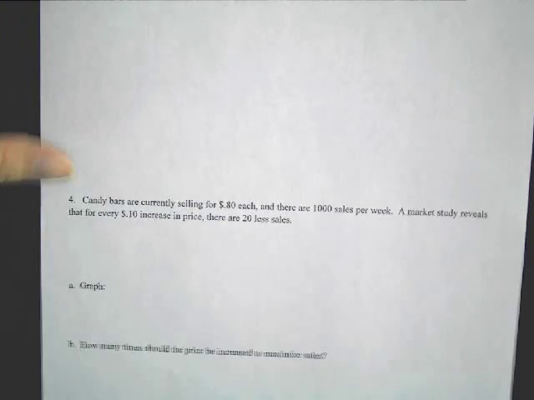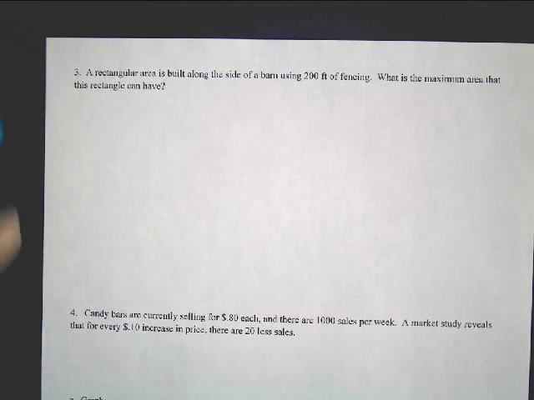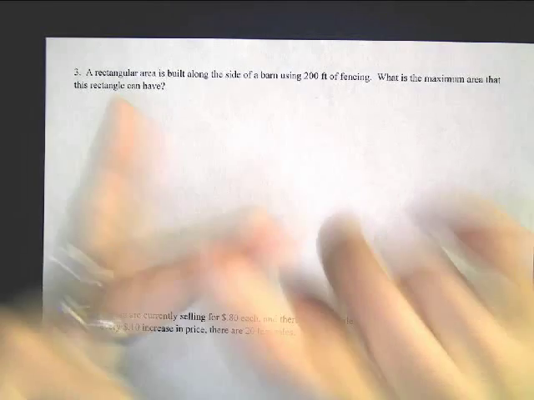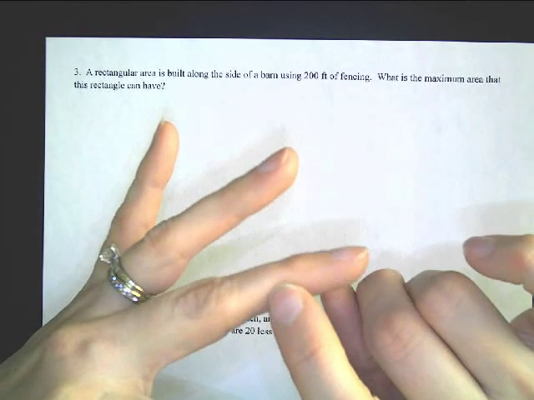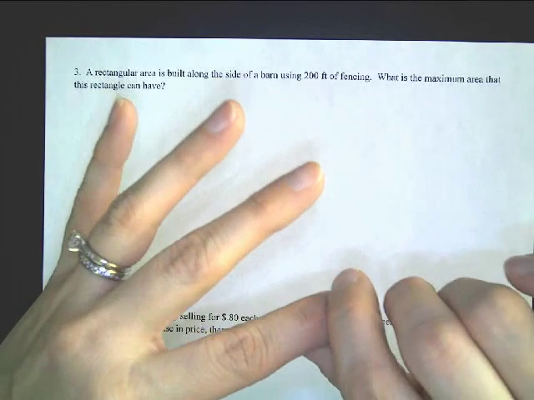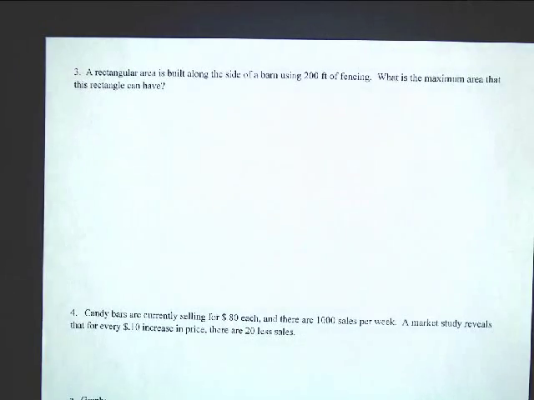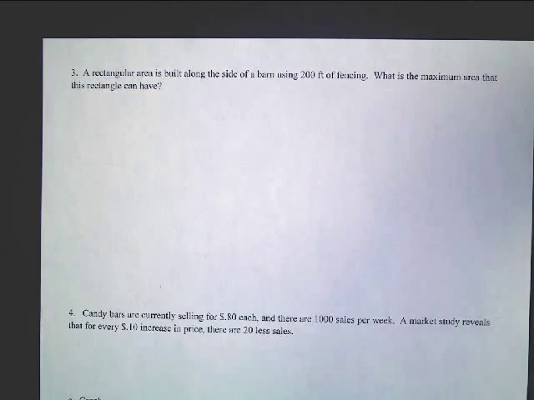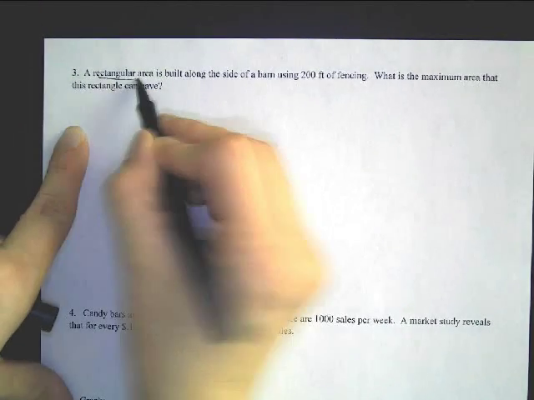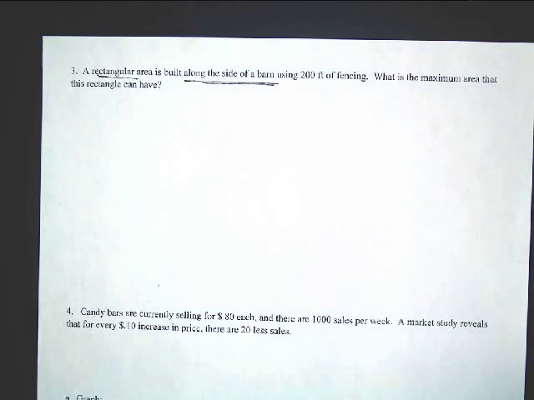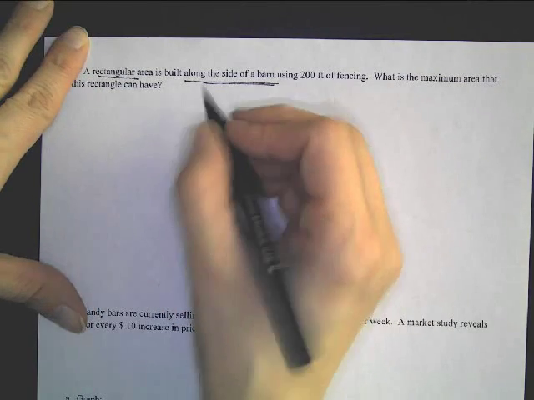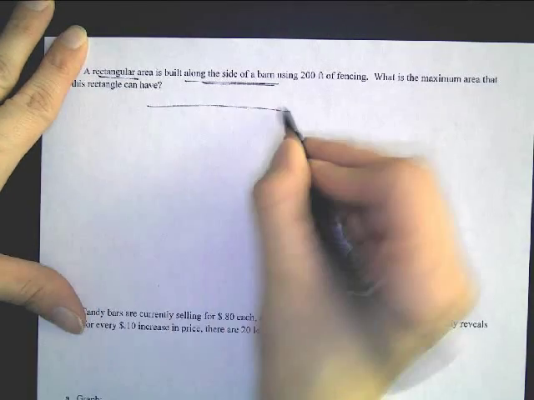Okay. So the second half of the chapter dealt with borders, rectangles, money, projectile motion. You hated the money? The money? Okay, so let's take a look at this one here. We're going to build a rectangular area up against the side of a barn. Do you remember what that meant? There's what? Yeah, there's only going to be 3 sides.